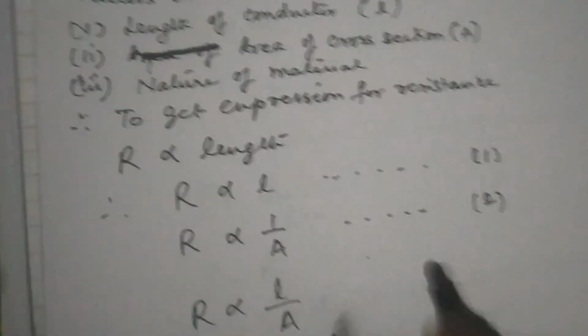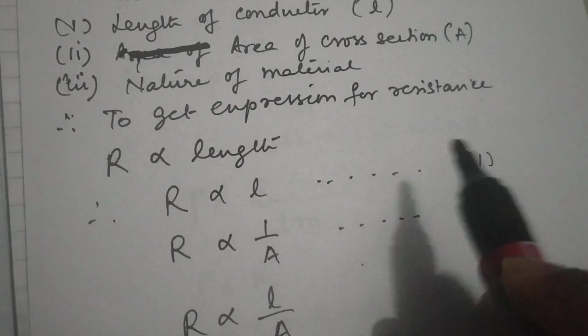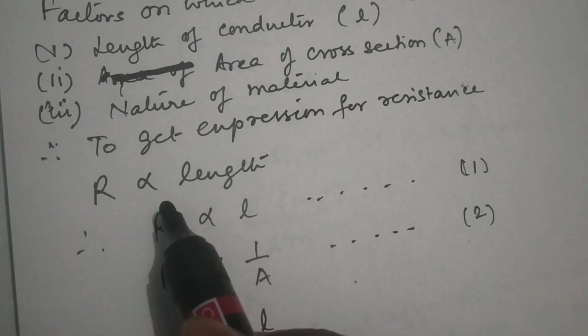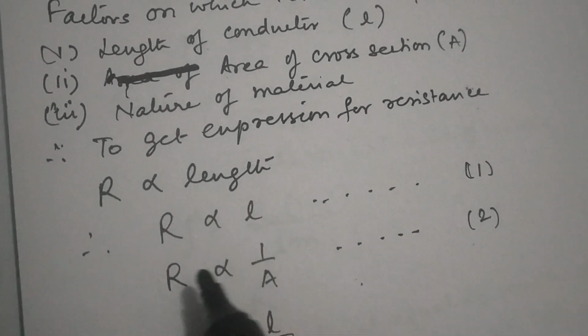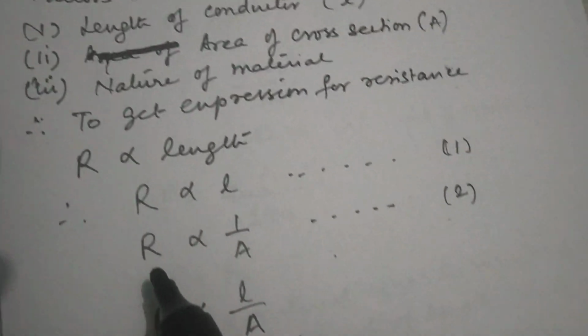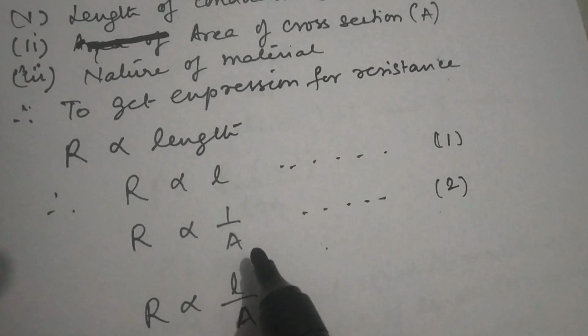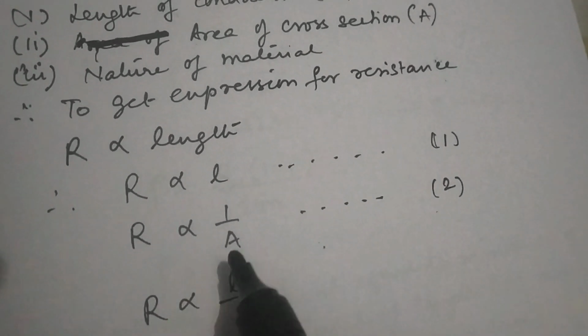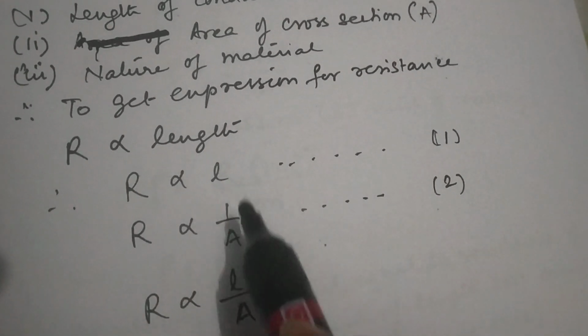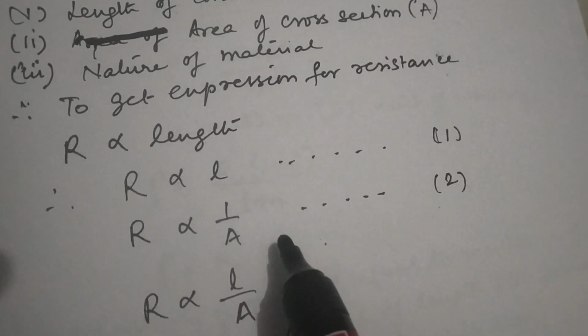But to get the expression, we must use the physical factors. Physical factors means length and area. So R is directly proportional to length. So we are writing like this: R is directly proportional to length, and R is inversely proportional to area. It means if area is more, R is less. If area is less, R is more. So they are inversely proportional to each other.